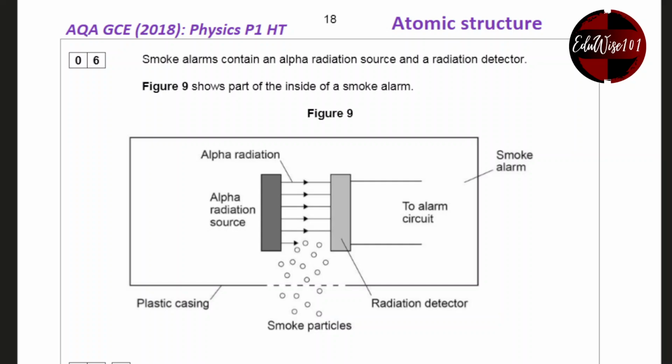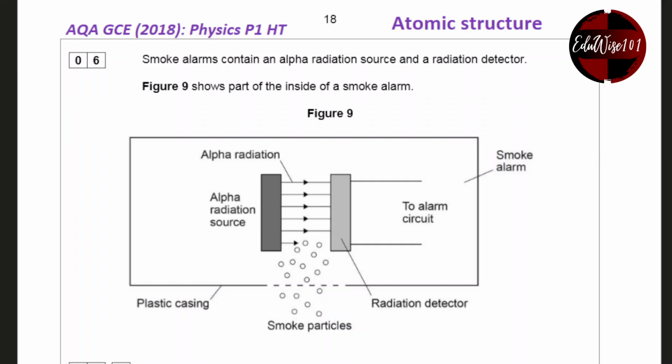In this video, I'm going to go through the AQA Physics Paper 1 Higher Tier from 2018. Question number 6 is on the topic of atomic structure, mainly to do with the uses of nuclear radiation. Smoke alarms contain an alpha radiation source and a radiation detector. Figure 9 shows part of the inside of a smoke alarm.